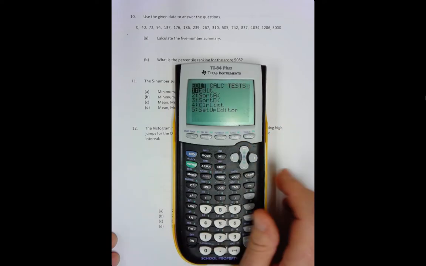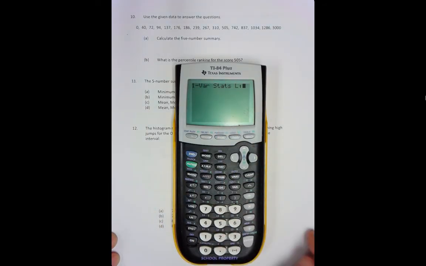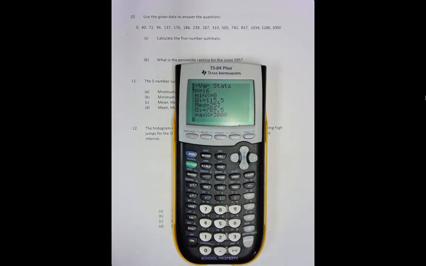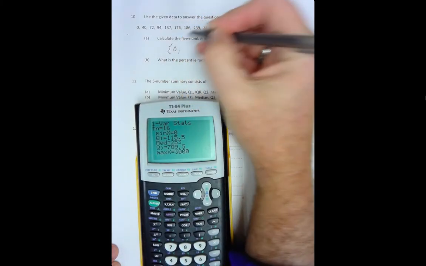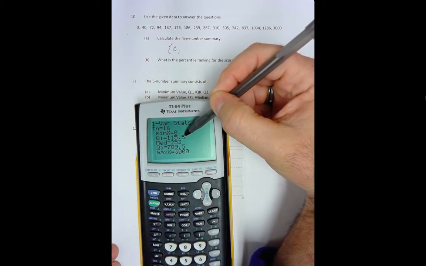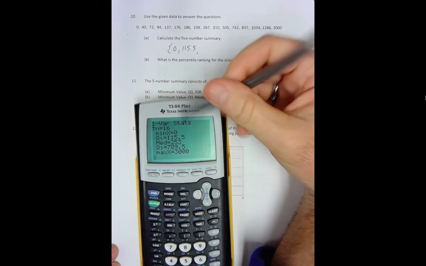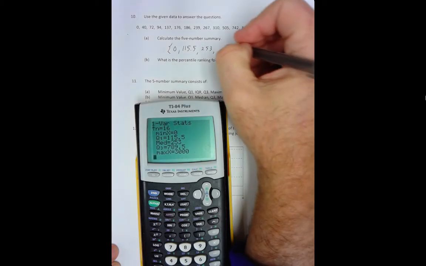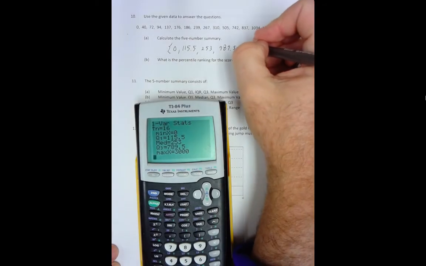Next thing I would do is go to Stat, over to Calc, one variable stats. I got my information in L1. So my 5-number summary is found at the bottom. It consists of the minimum value, which in this case is 0. Q1, which is 115.5. The median, which is 253. Q3 is 789.5. And the max is 3000.